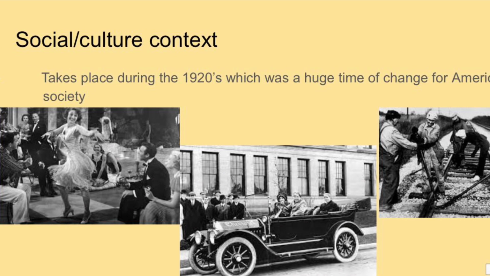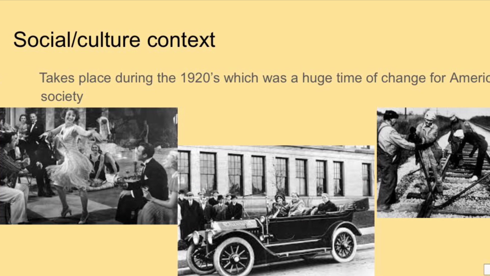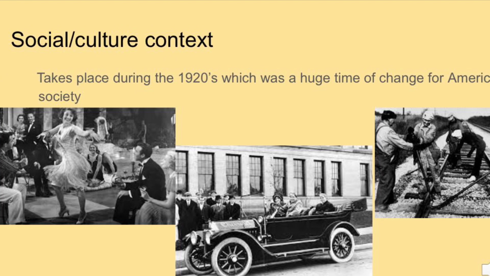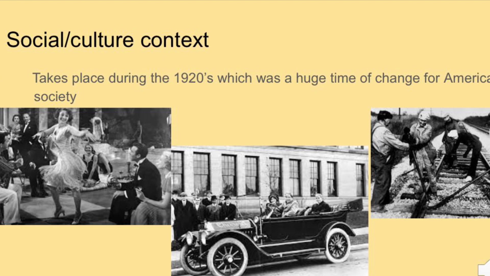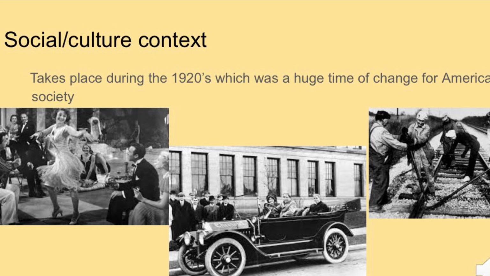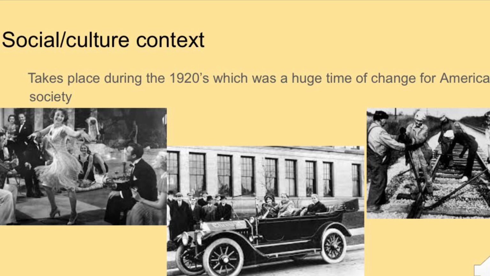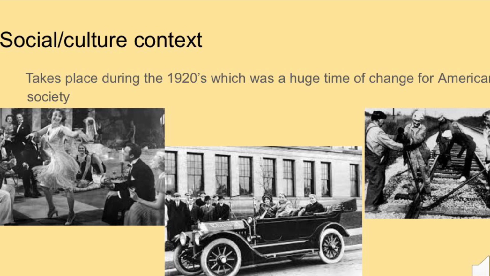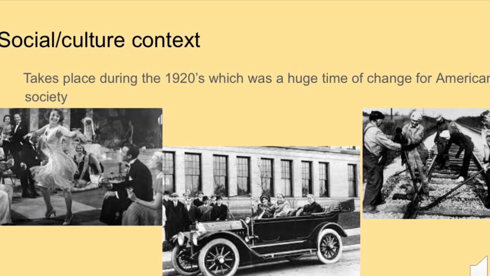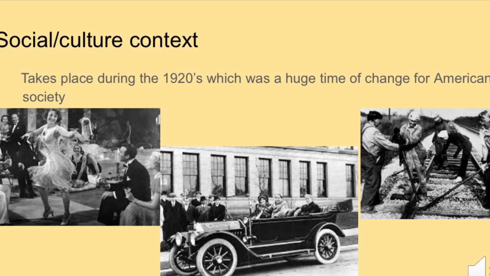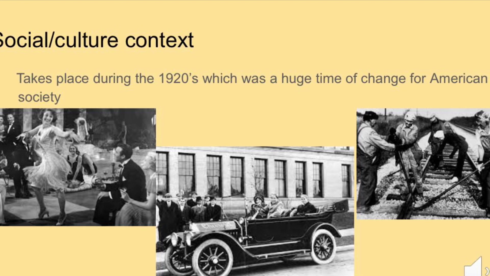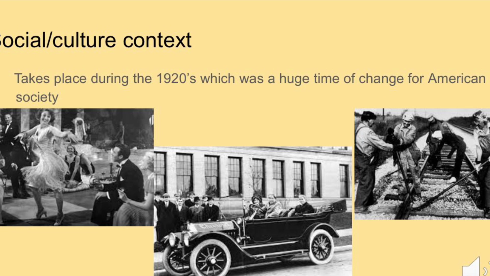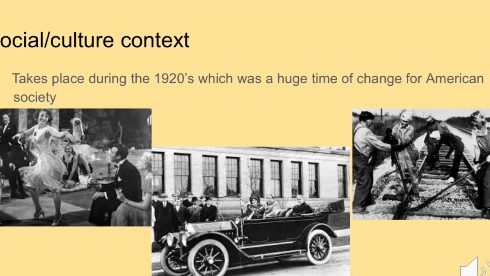So, some social and cultural context for when this movie was supposed to take place, which was the 1920s. This was the time of the Roaring Twenties, which was kind of known for extravagant parties, automobiles, and roads and railroads really being built and expanded. This was a period in American history of really dramatic social, economic, and political change. And for the first time, more Americans lived in cities than on farms.